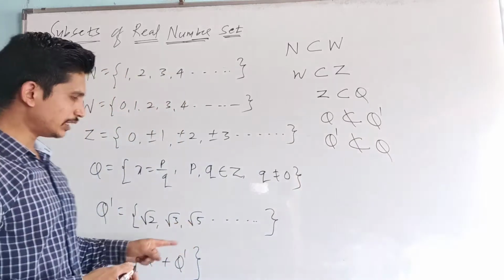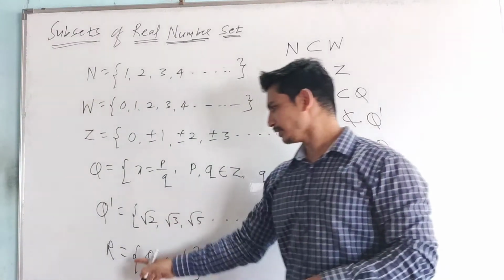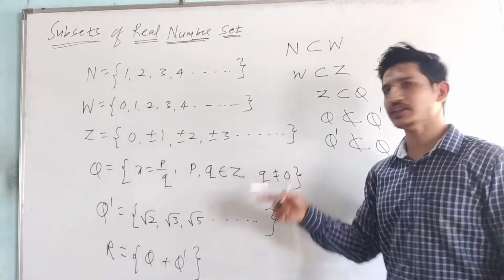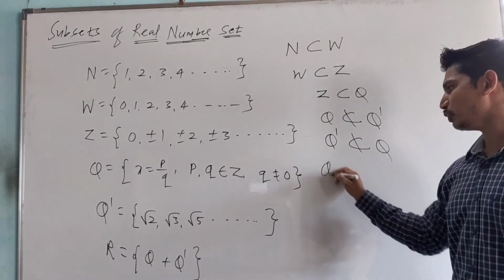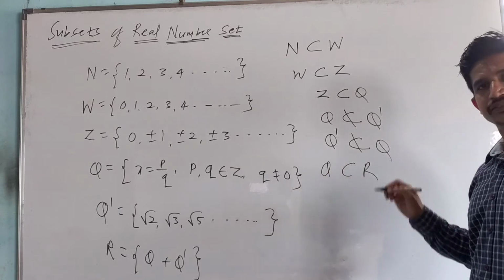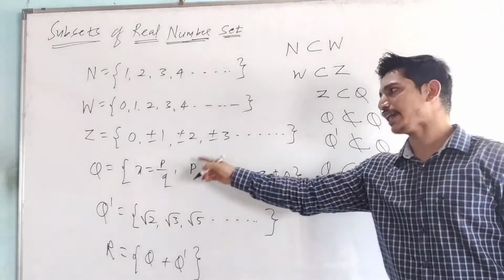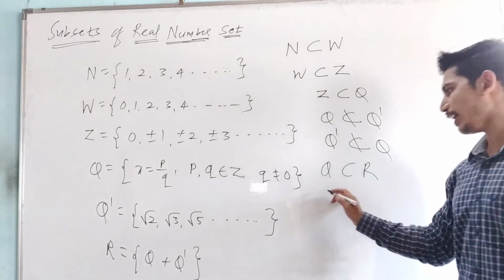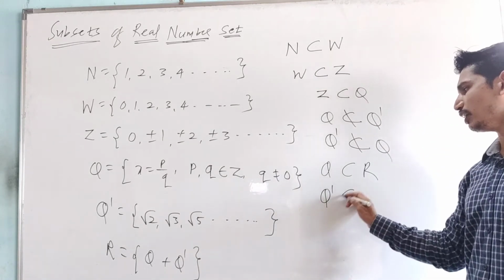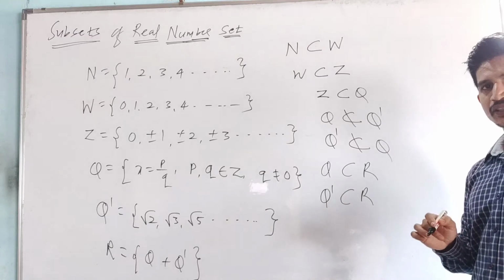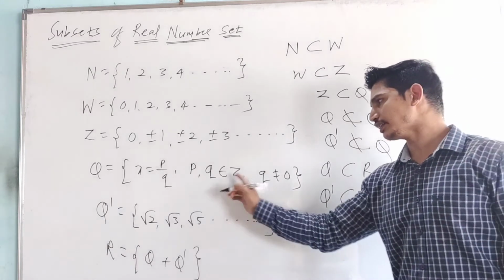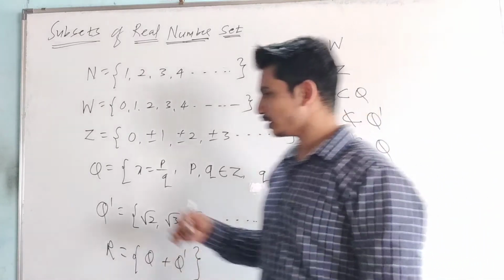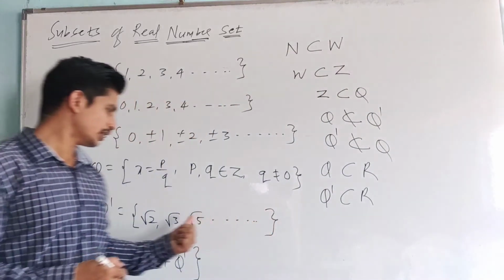Now see the real number set here. The real number set has all of Q and Q dash. So we can write what we already wrote here: Q is a subset of R. Yes, because all the rational numbers are there in the real number set. And Q dash is also a subset of R, meaning all the irrational numbers are also present in the real number set. That's why Q is a subset of R and Q dash is also a subset of R.